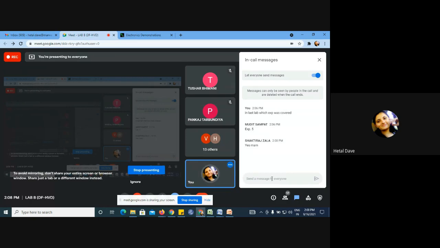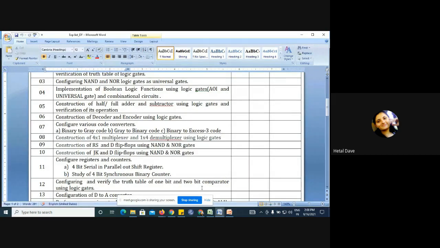So with this, we can start our today's lab, and here we can start with the index. First of all, let's see which experiment you need to cover today. Okay, so let me highlight it. So here it is highlighted. The aim of our today's experiment is construction of decoder and encoder using logic gates. Okay, you need to construct them.